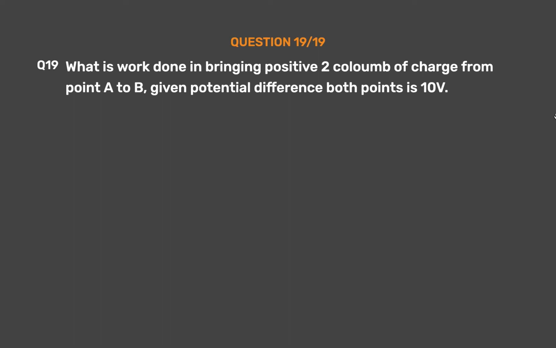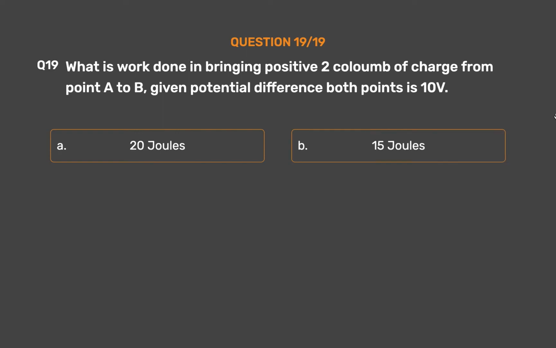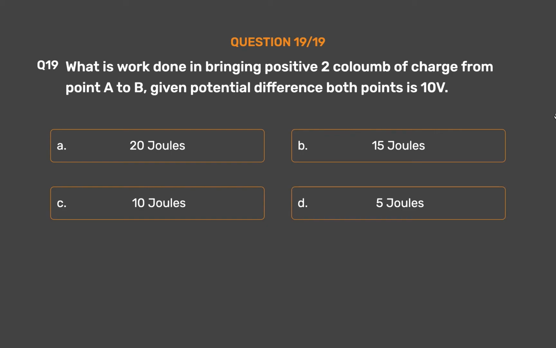Question number 19. What is the work done in bringing a positive 2 coulomb charge from point A to B? Given the potential difference between both points is 10 volts. Option A, 20 joules. Option B, 15 joules. Option C, 10 joules. Option D, 5 joules.